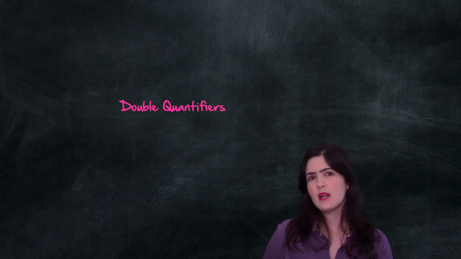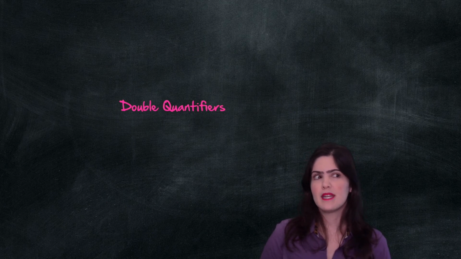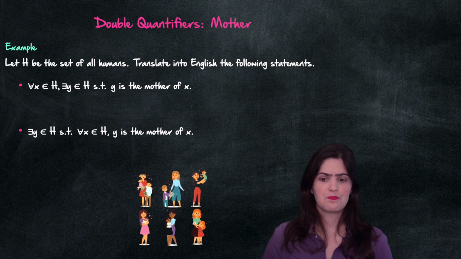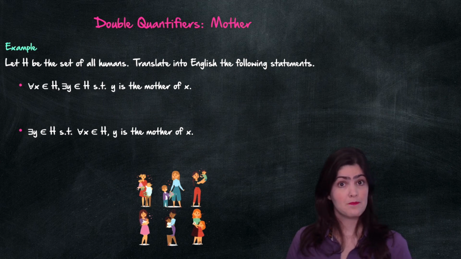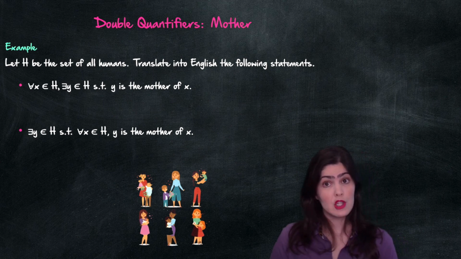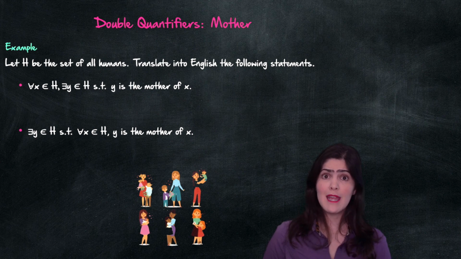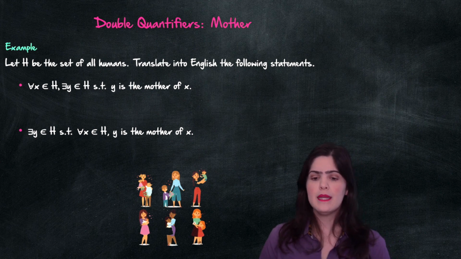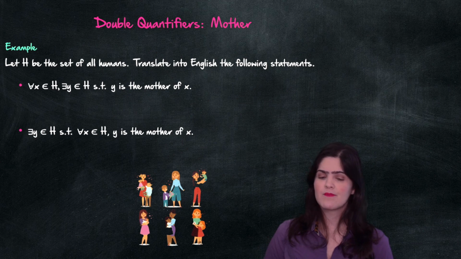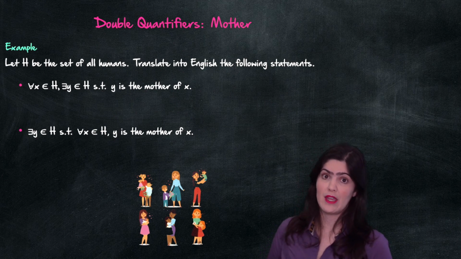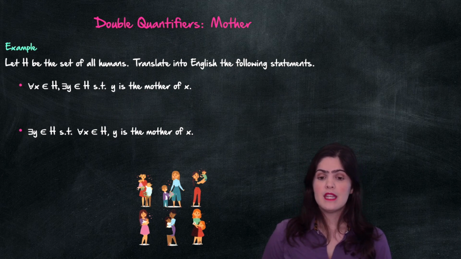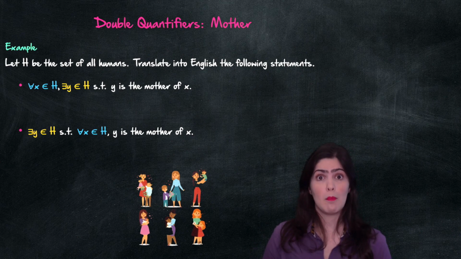So before we start with a math example, I want us to take a look at a more everyday example. Take a look at this. If I have H is the set of all humans, I want you to translate into English the following statement. For every X in H, there exists a Y in H such that Y is the mother of X, and there exists a Y in H such that for every X in H, Y is the mother of X. If you look at it carefully, these two statements are the same, just that the quantifiers are swapped.